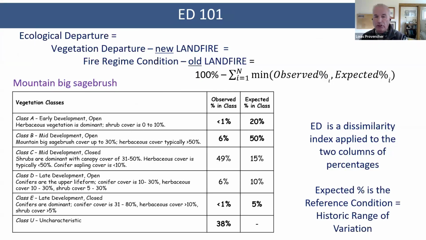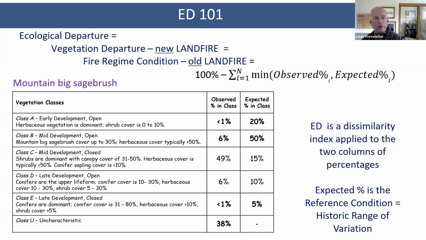This is a recap. Jim Smith talked about this, but I gave an example here. So ecological departure, just so everyone's not confused, is the vegetation departure for the new version of LANDFIRE, where the old LANDFIRE was fire regime condition. We don't use that terminology anymore. But there's the formula: 100 minus the sum of all the minimums of each row. And you have here the two columns. And Jim Smith, the very first day, says, what we want to know is the dissimilarity between these two columns.